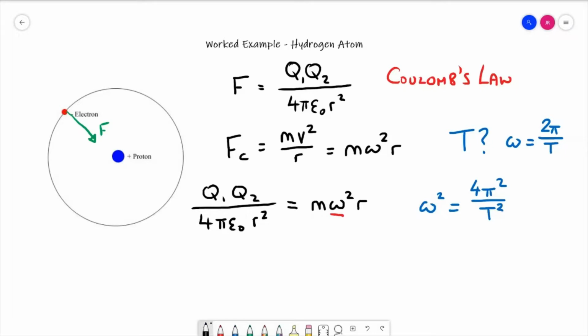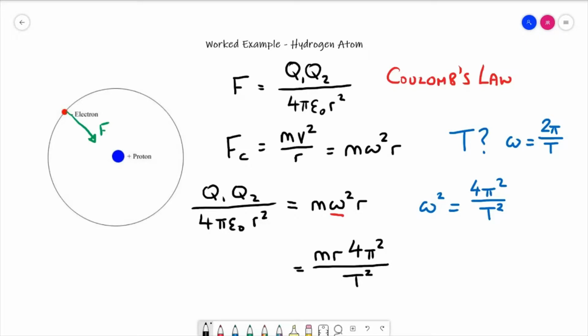We can now amend our equation to say that Coulomb's law, Q1 Q2 over 4 pi epsilon naught r squared, is equal to m times r times 4 pi squared over T squared.